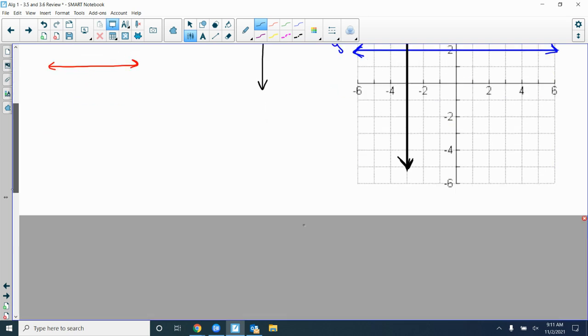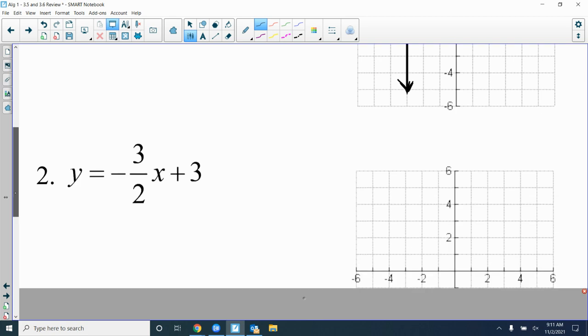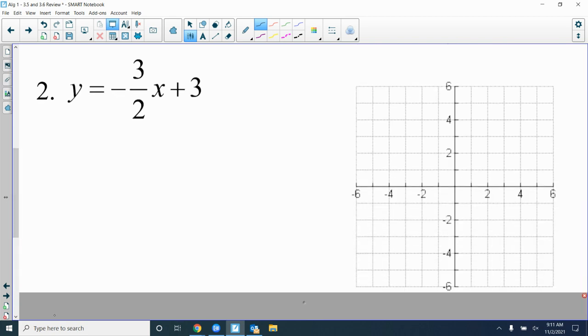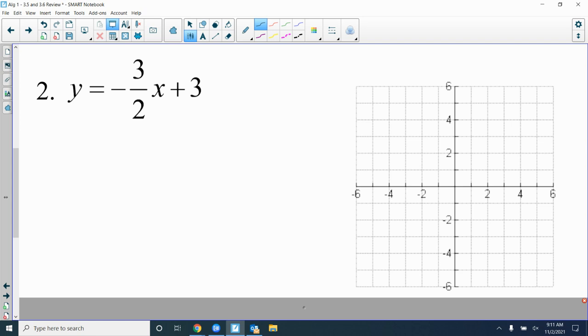Number 2. All right, write that down for number 2. That second one. Do I need to move anything to get in slope-intercept form? No, it already is. Jeff, what's my slope?